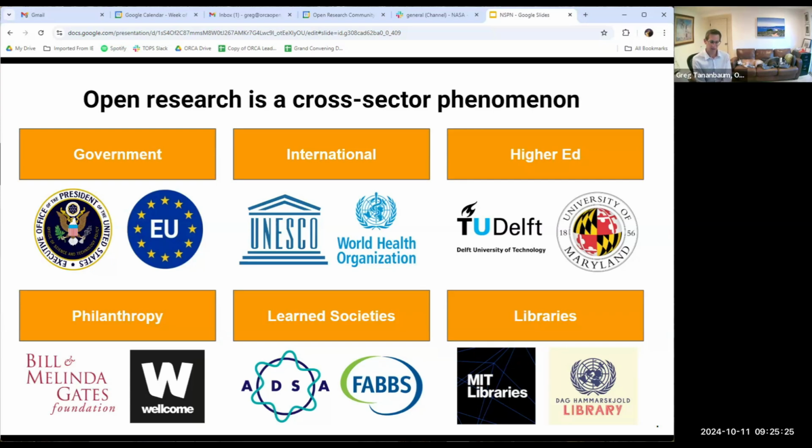International organizations, we mentioned UNESCO, but also the World Health Organization, are really leaning into the value of open science and the idea that access to knowledge really is a fundamental human right. There are lots of universities around the world. We chose two relatively randomly that are updating their policies in terms of how they hire and how they grant tenure and promotion to researchers and scholars, to make sure that open practices are incorporated within those incentive structures.